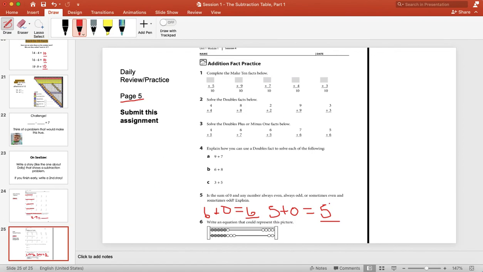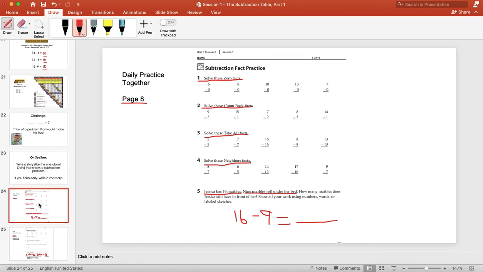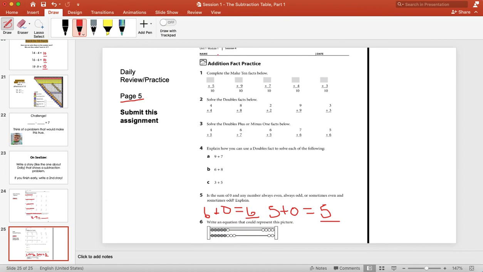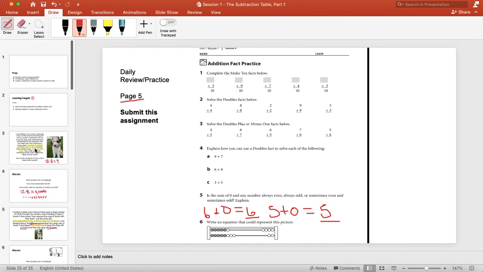All right, if you have any questions with this, let me know. Again, you're going to submit both of these assignments today, so you have 2 assignments to submit. This one is Subtraction Fact Practice. It's page 8 in your Bridges workbook. And this one is Addition Fact Practice, and it's page 5 in your Bridges workbook. If you have any questions, please let me know.